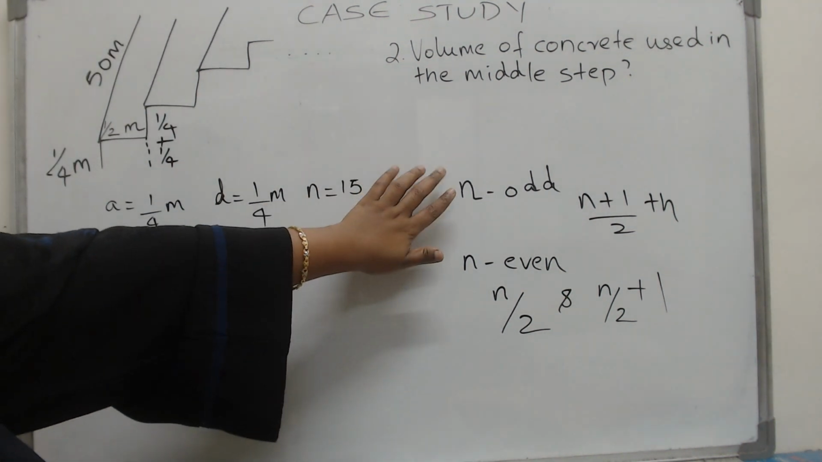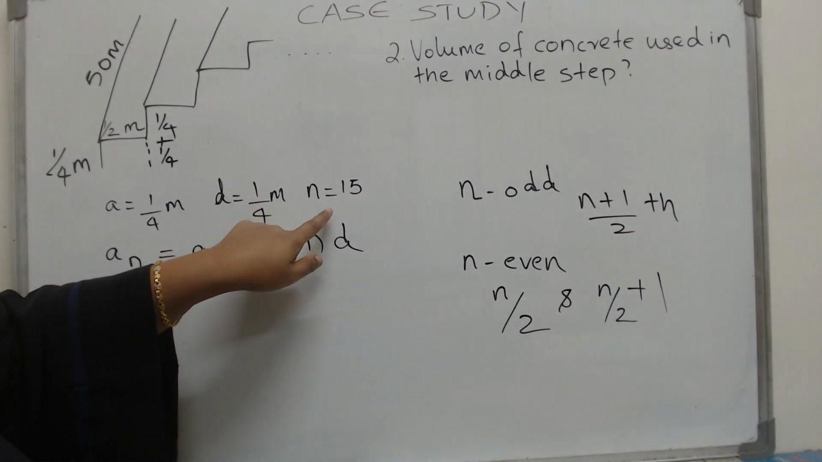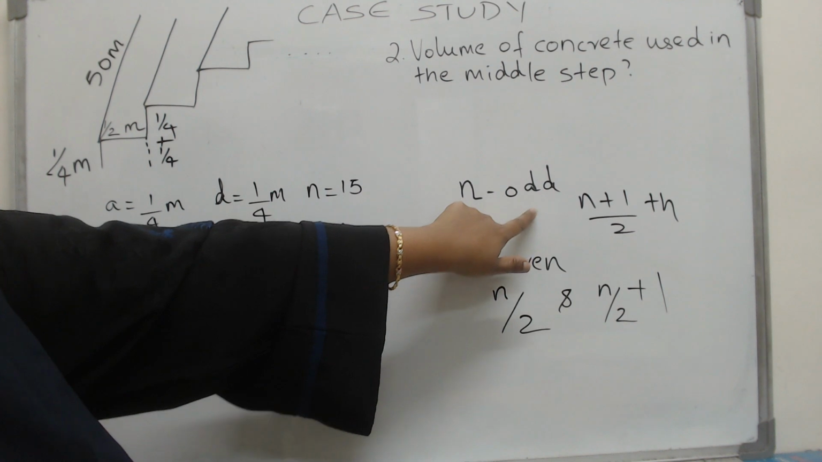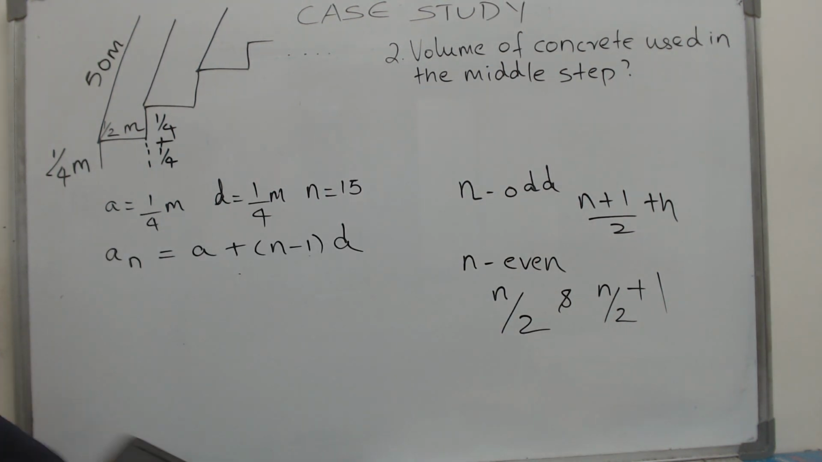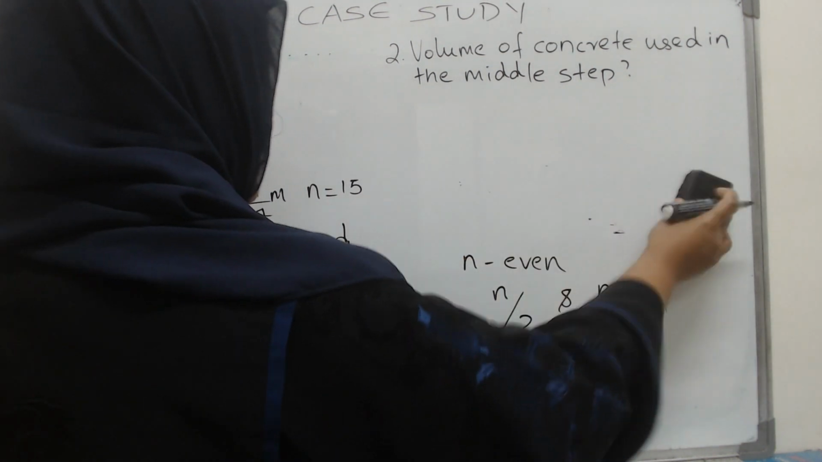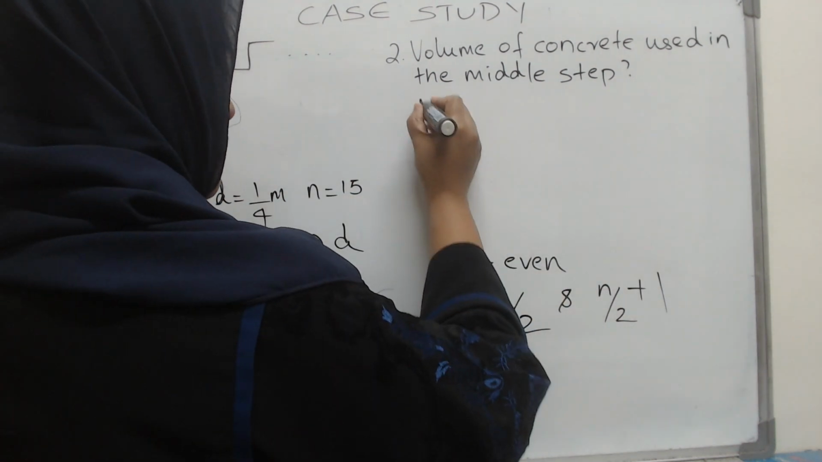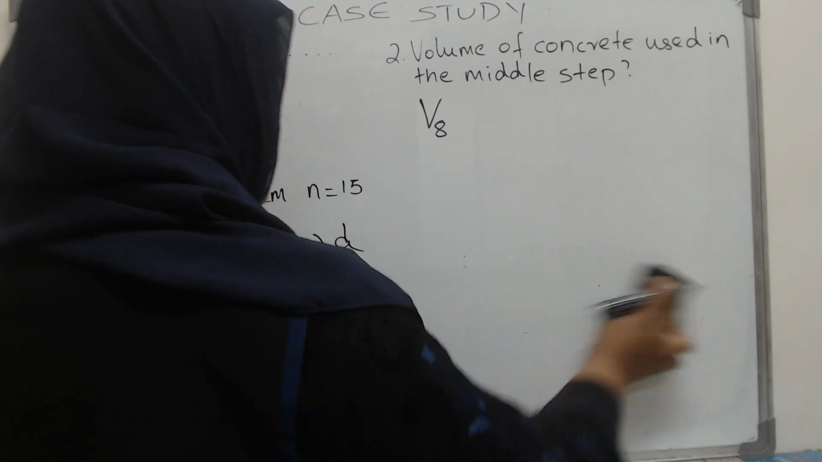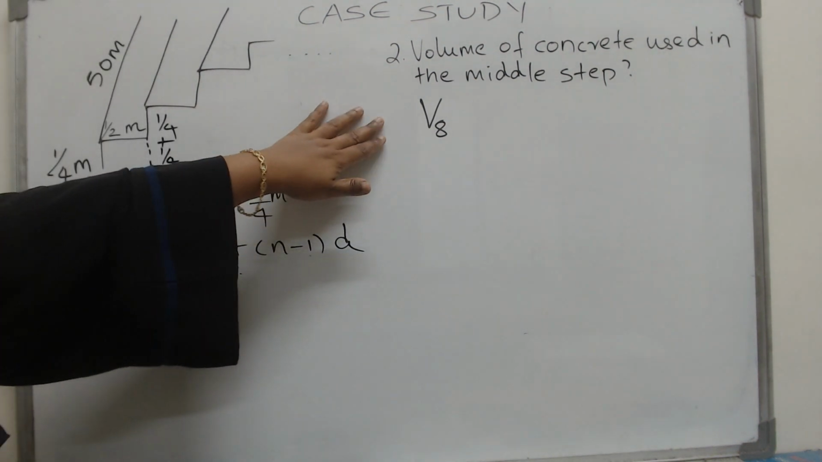Here our n is odd. We have 15 steps. So the middle step is what? 15 plus 1, 16. 16 by 2, 8th step. So what we are asking for is the 8th step. Suppose the volume is, say, V8. I will name it V8. So what we need to find is the volume of the 8th step.